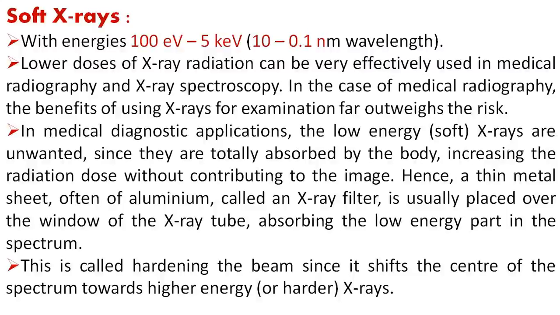Hence, a thin metal sheet, often of aluminum, called an X-ray filter, is usually placed over the window of the X-ray tube, absorbing the low energy part of the spectrum. This is called hardening the beam, since it shifts the center of the spectrum towards high energy or harder X-rays.